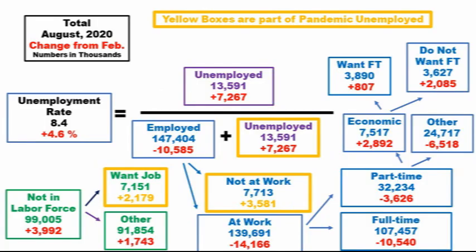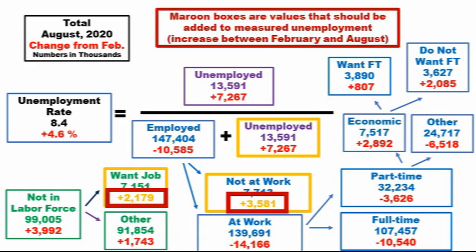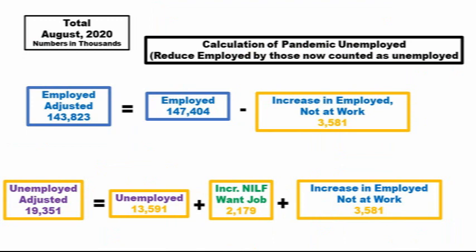The yellow boxes are the categories that we're interested in: the people who are not in the labor force and want a job, and the employed who have a job but are not at work. And we're interested in the increase between February and August. When I recalculate the employed, I'm going to take the employed and subtract the people who are not at work.